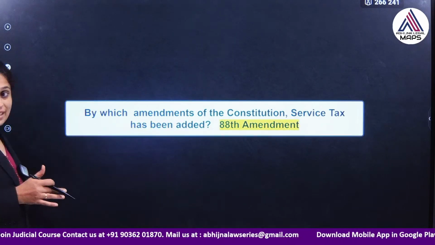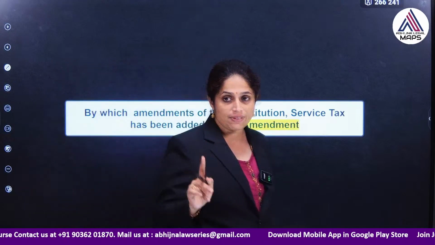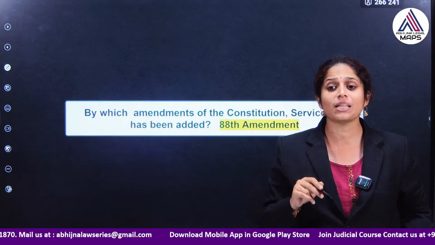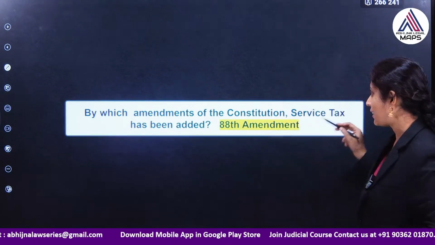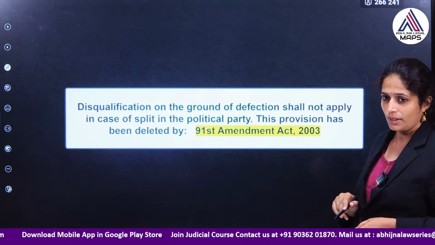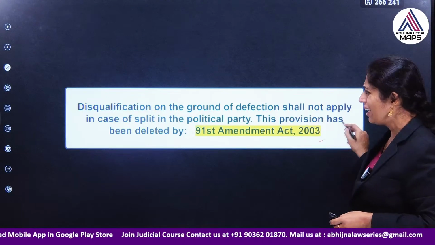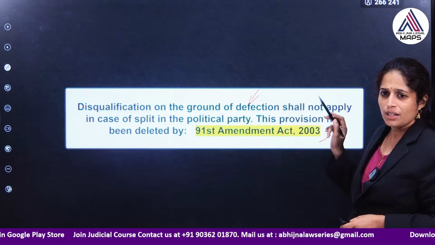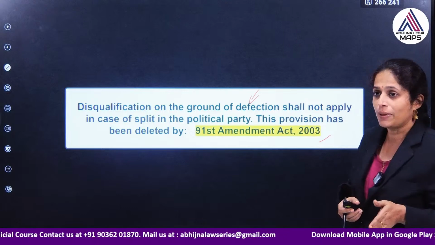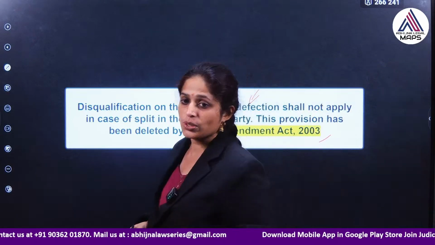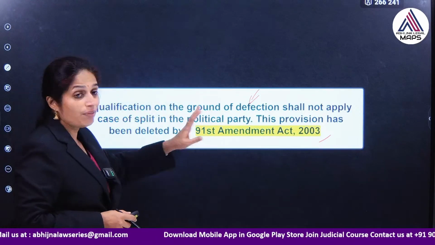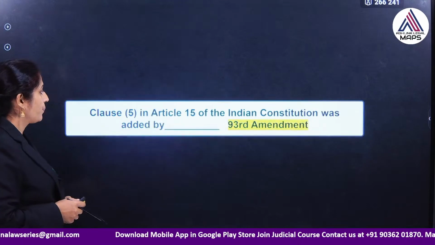Then see service tax. This is not a question regarding goods and service tax. GST was added by way of the 101st Amendment. This is only service tax. Regarding service tax, the 88th Amendment was introduced. Then comes the 91st Amendment, not that important. This was regarding defection. The provision which stated that if there is a split in the political party, that itself is the ground for disqualification, whatever provision was there, that was deleted by way of the 91st Amendment 2003.